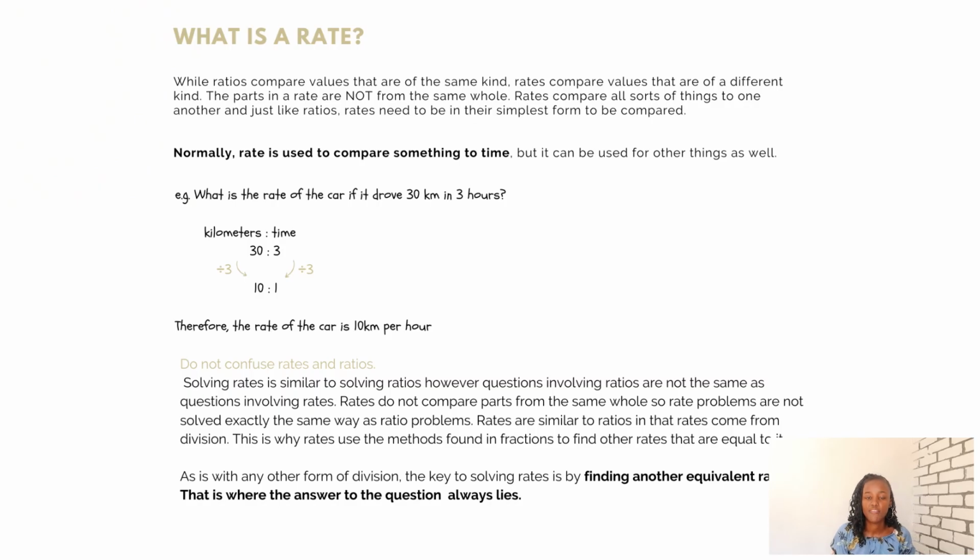Now we're going to move on to rates. Let's talk about what rates are and the differences between ratios and rates. While ratios compare values that are of the same kind, rates compare values that are of different kinds. Rates compare all sorts of things to one another, whereas ratios typically compare things that are of the same whole. And just like ratios, we need to turn rates into their simplest form in order for us to see a better comparison of the things that are being compared.